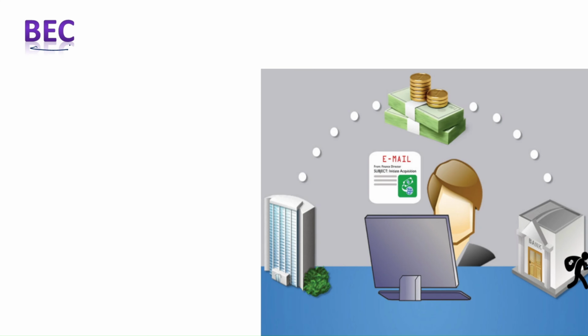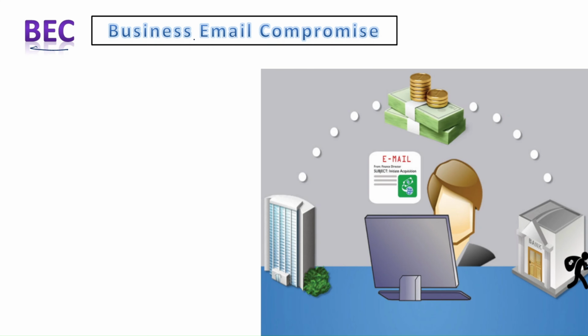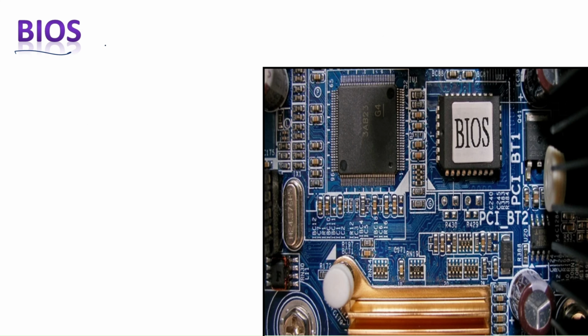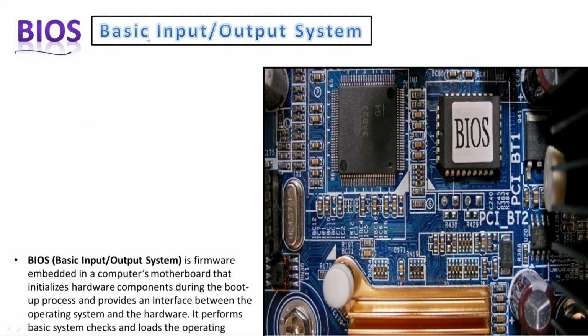Next is BEC, that is Business Email Compromise. So it is a cyber attack where criminals impersonate a trusted person such as a CEO, vendor, or partner through email to trick employees into sending money or sensitive data. For example, an attacker spoofs the CEO's email address and asks the finance department to urgently transfer funds to a fake supplier account.